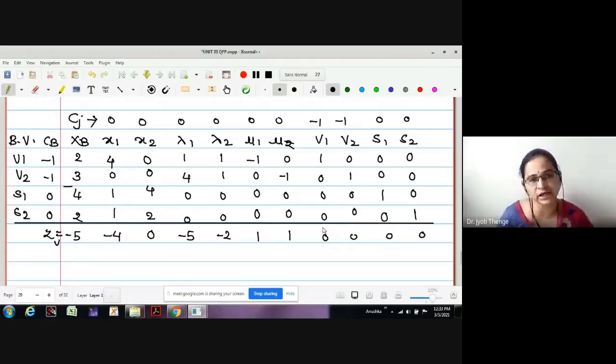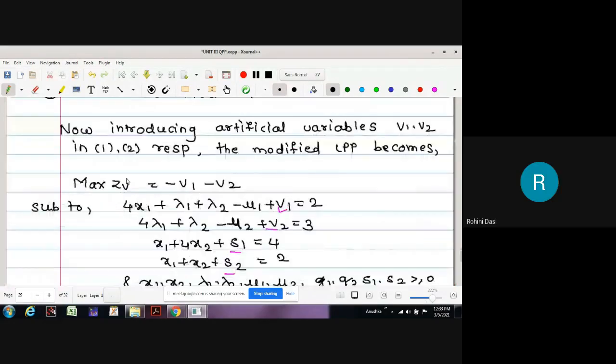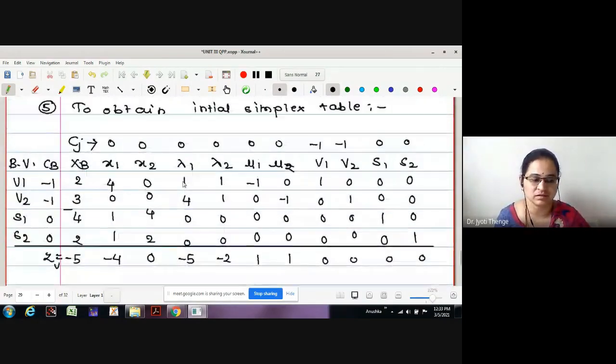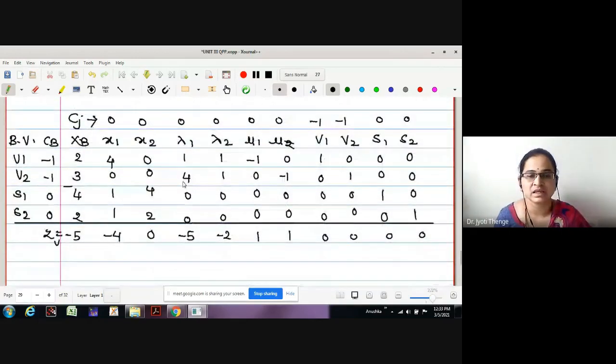Now here if we observe, the net evaluations corresponding to 3 variables are negative, where the most negative corresponds to lambda 1, but what is its pair? What is the pair for lambda 1 in the complementary slackness condition? S1. S1 is the pair, and S1 is already there in the basis with a positive value. What is the value? The value of S1 is 4.